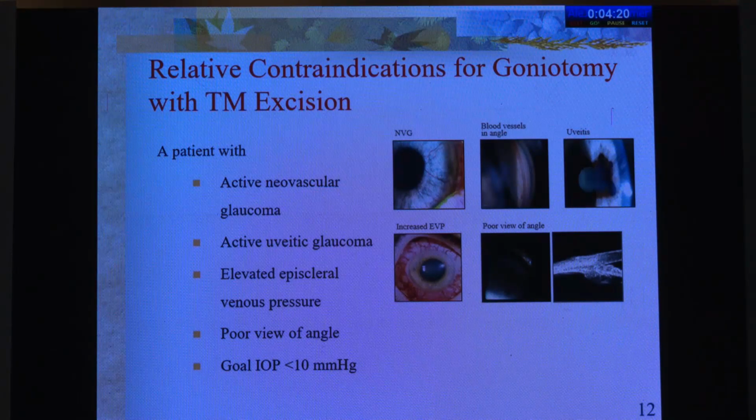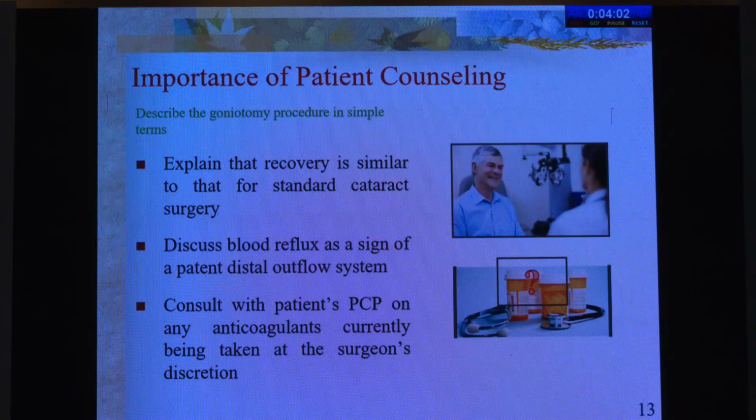So where you don't attempt is any patient with an active neovascular glaucoma, active uveitic glaucoma, where there is a raised episcleral venous pressure and the view of the angle is poor, and where you want a very, very tight control, that is a post-operative IOP of less than 10. There you don't attempt that.